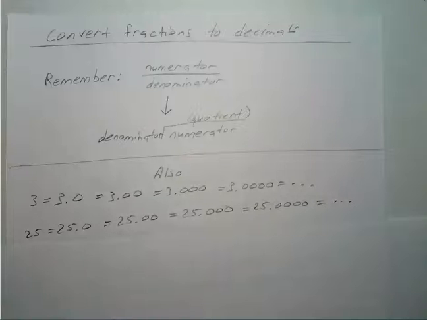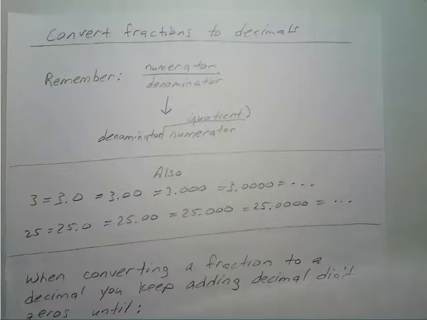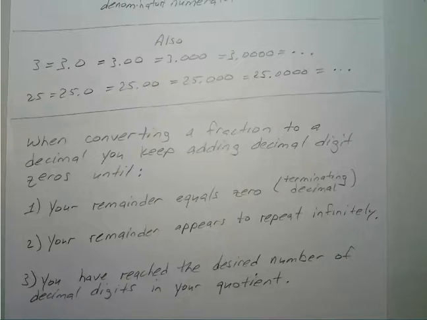Our next rule for converting fractions to decimals, you have to remember the following. When converting a fraction to a decimal, you want to keep adding decimal digit zeros until one of these three things happen. Your remainder is equal to 0, then that's when you know you have a terminating decimal. Your remainder appears to repeat infinitely, so you get the same values in your quotient repeating over and over again. And you have reached the desired number of decimal digits in your quotient.